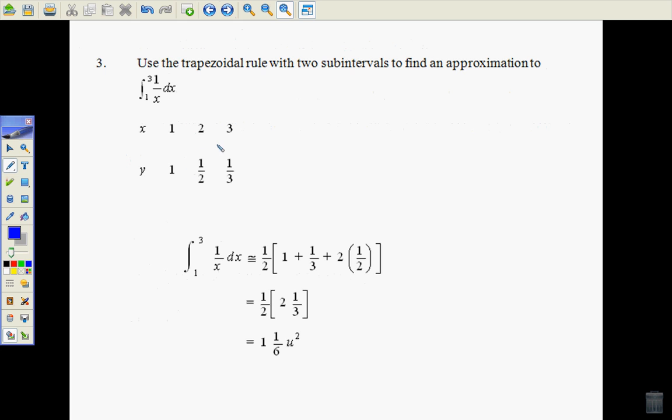Question 3 here, trapezoidal rule with 2 subintervals. That means if there's 2 subintervals, there's 3 function values. So that's an interval there, and that's an interval there. Again, we're going up by 1. It's 1 to 3, so two subintervals. So 3 minus 1 divided by 2 is 1. That's where we get the h from, because it goes up by 1. And then we have our first y value plus our last y value, 2 times the rest. Well, it's only one value, so 2 times the half, and then throw it into the calculator.